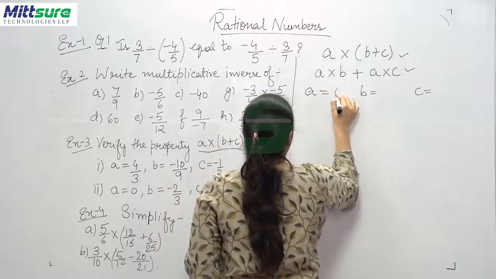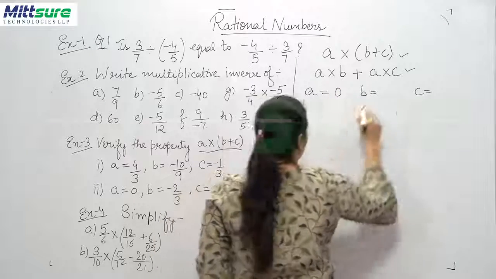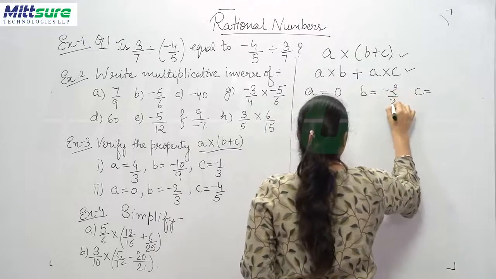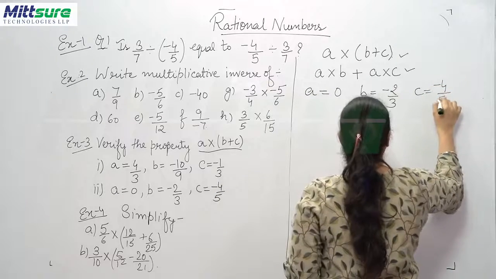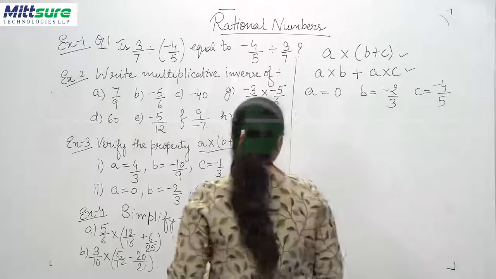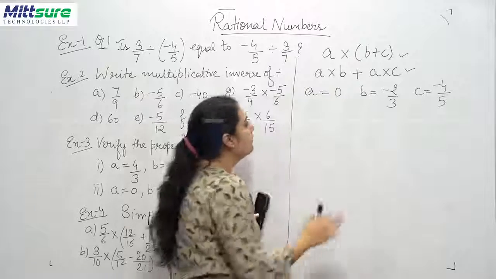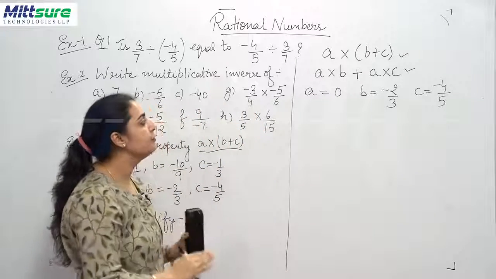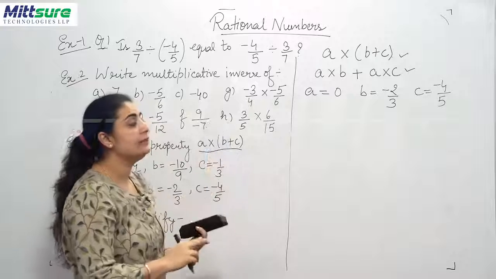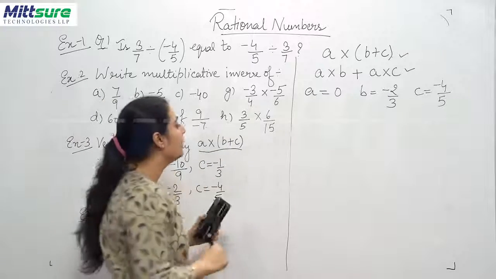Now the value of A becomes 0, B becomes minus 2 upon 3 and C becomes minus 4 upon 5. Now what are we supposed to do? We will follow the same rule and substitute the values of the alphabets in the first and second condition one by one.